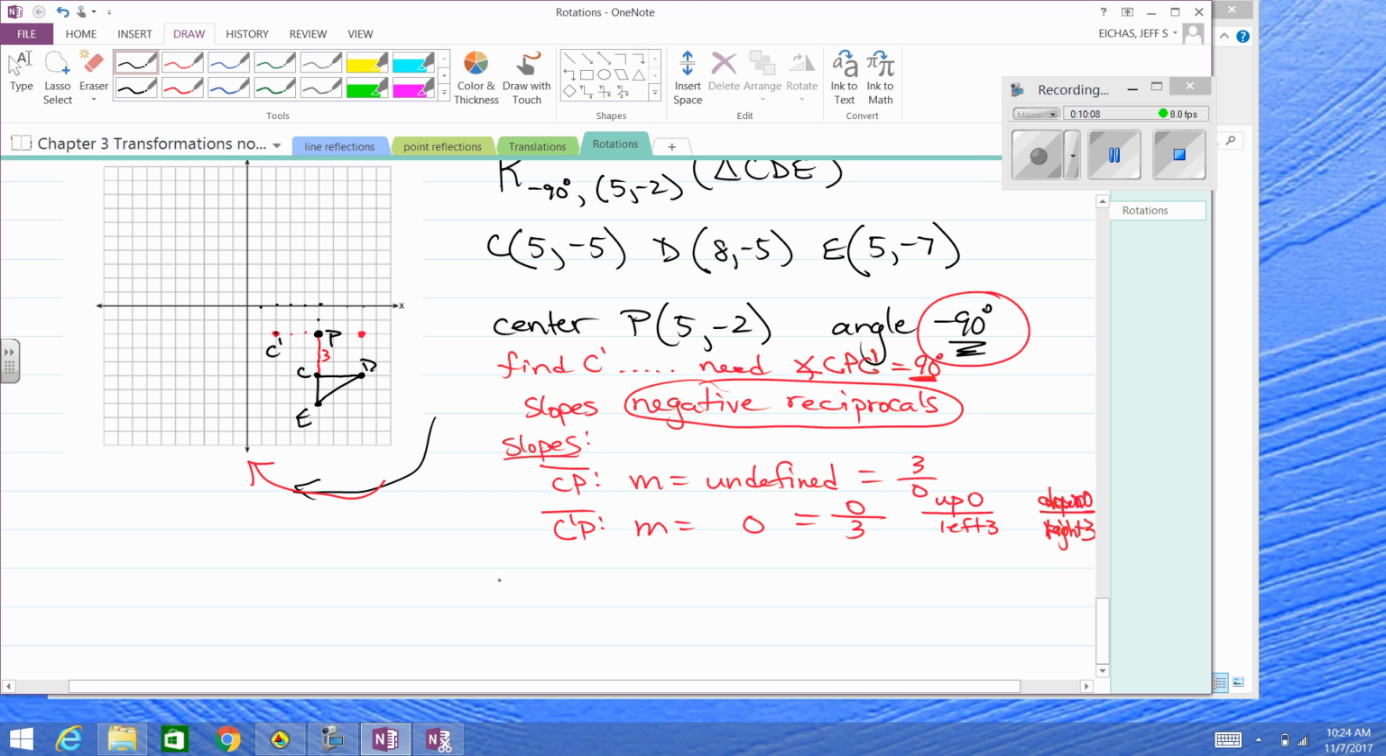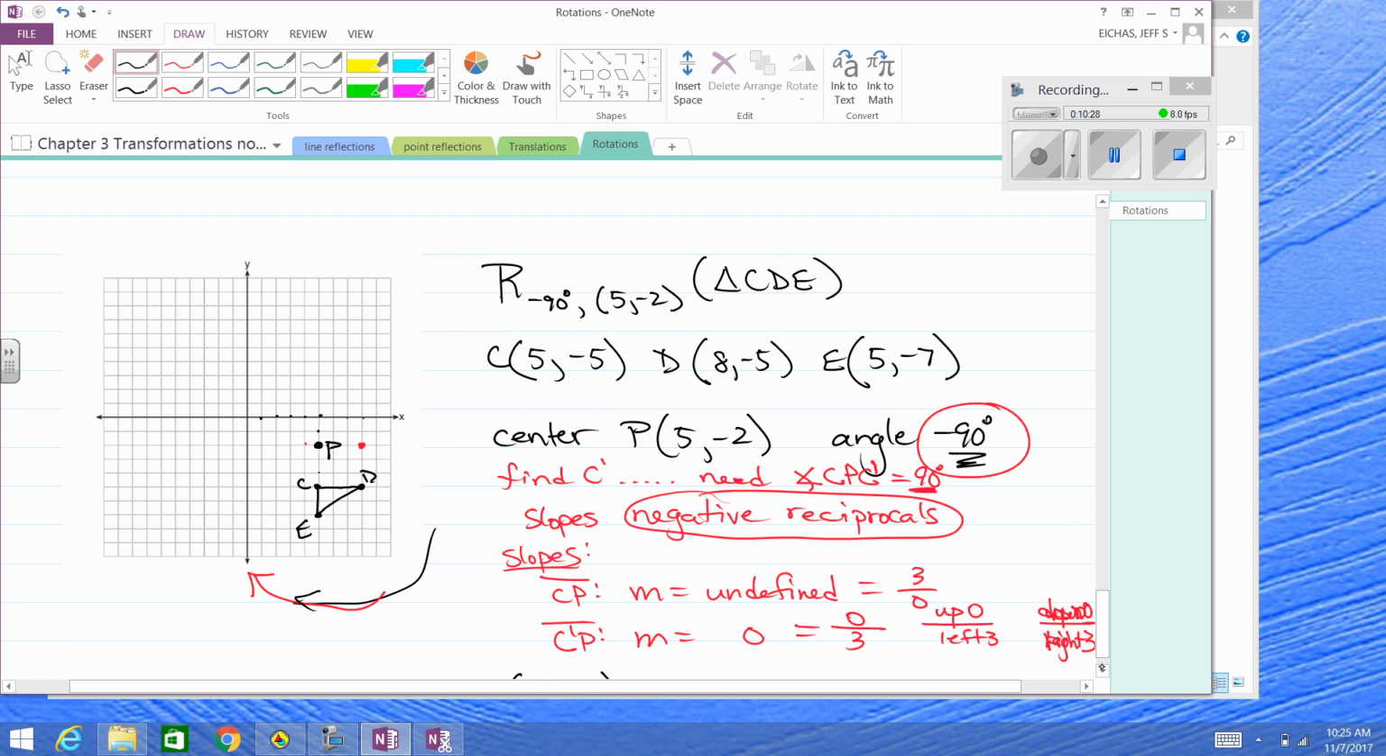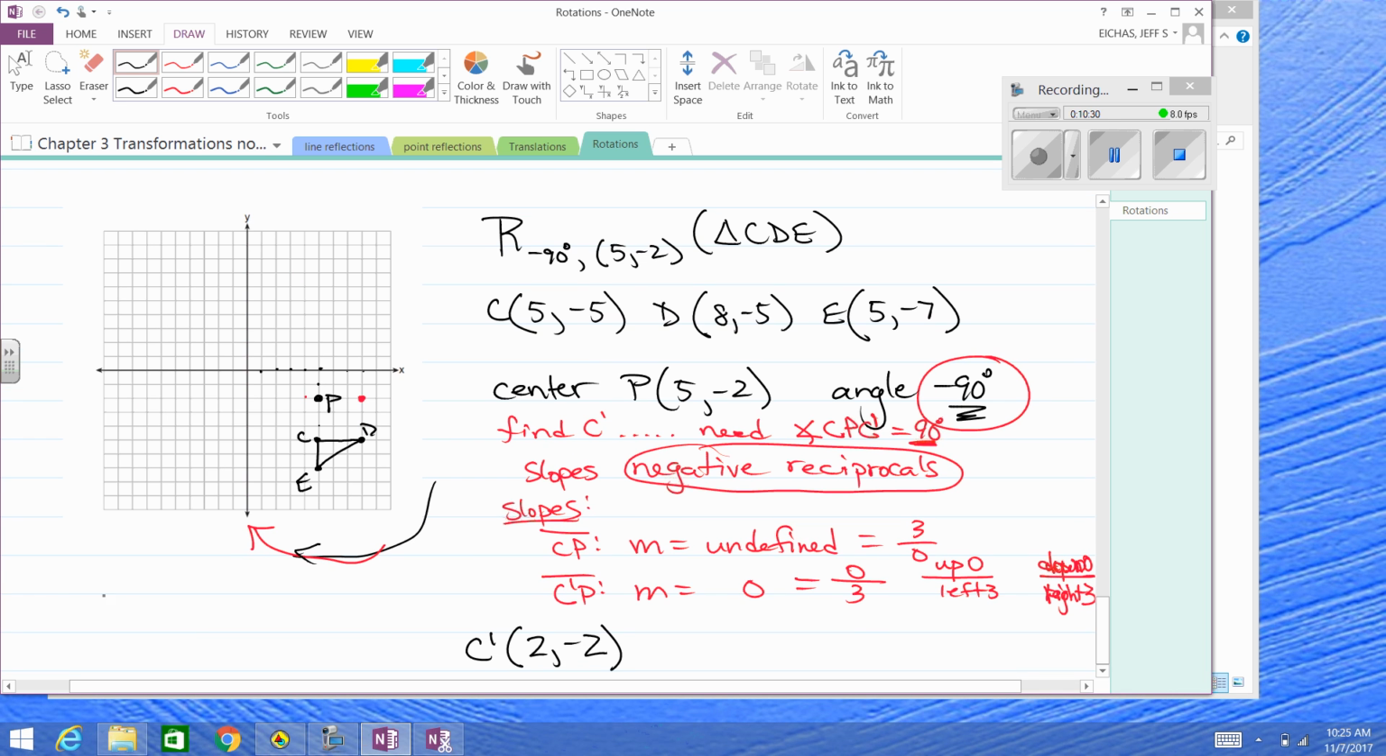What you're going to get for a location, you're going to have to do one at a time. You're going to look at 2, negative 2. Now we're going to have to erase or go to a different graph because it's just going to be in the way. So on another graph, we're now going to go for D. All right, we're going to find D prime.